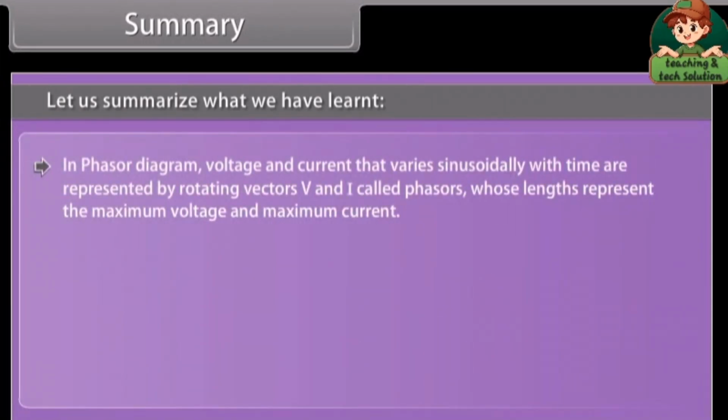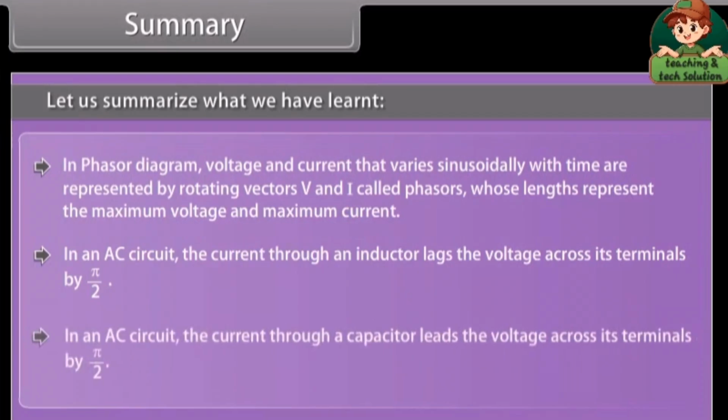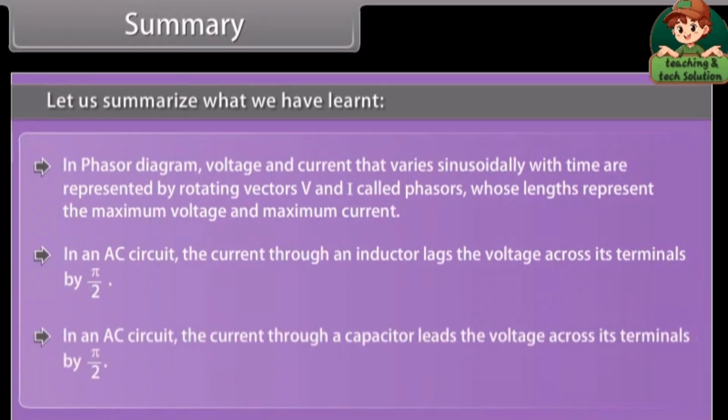In phasor diagram, voltage and current that vary sinusoidally with time are represented by rotating vectors V and I called phasors, whose lengths represent the maximum voltage and maximum current. In an AC circuit, the current through an inductor lags the voltage across its terminals by pi/2. In an AC circuit, the current through a capacitor leads the voltage across its terminals by pi/2.